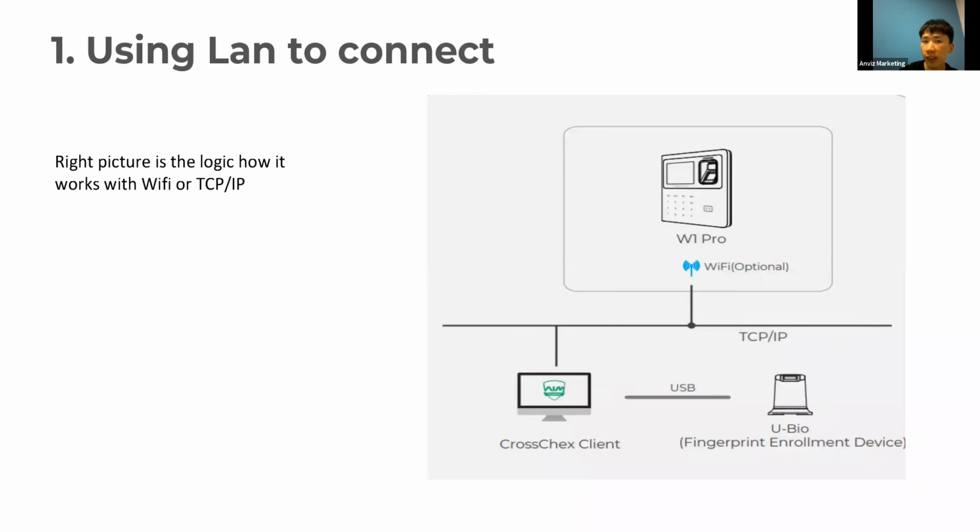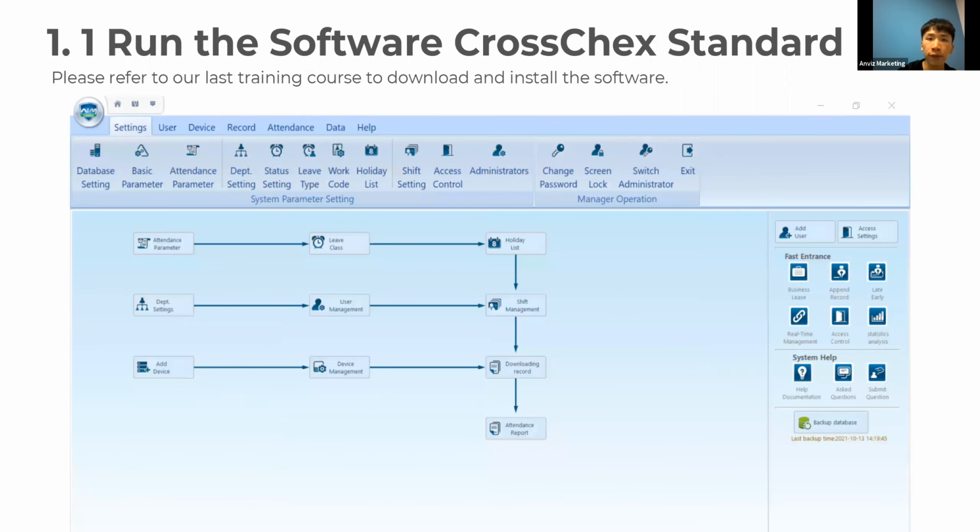If you're using LAN to connect, the picture on the right shows the logic of how it works with Wi-Fi or TCP/IP. Firstly, you have to run our CrossChex Standard software. You can get this part of the training from our official website. I will show this website on the last page.